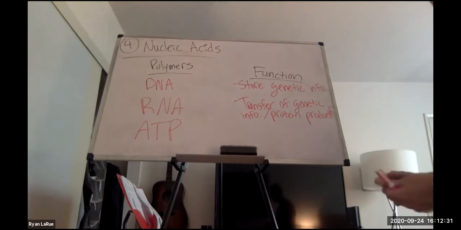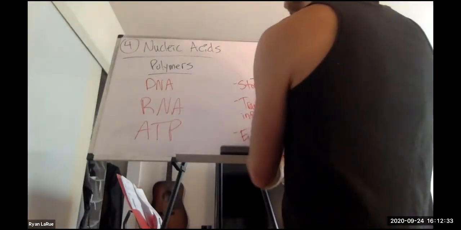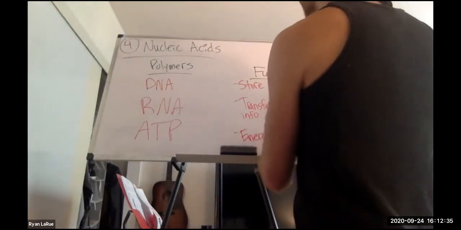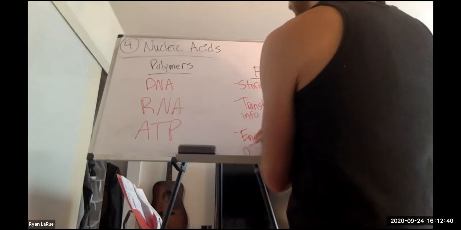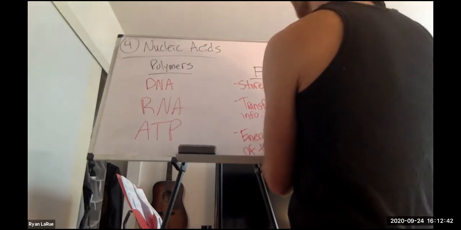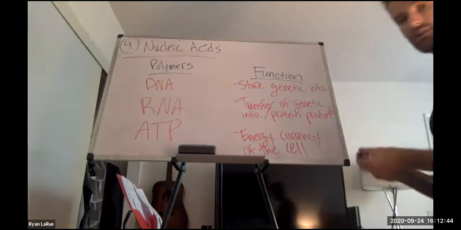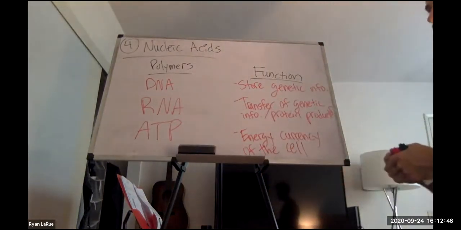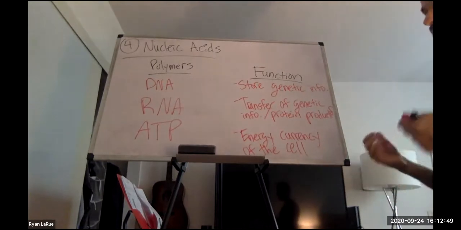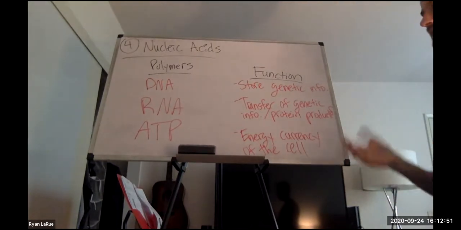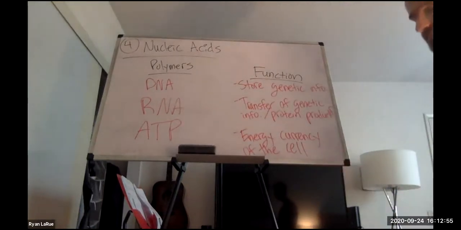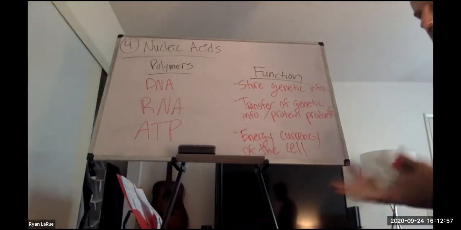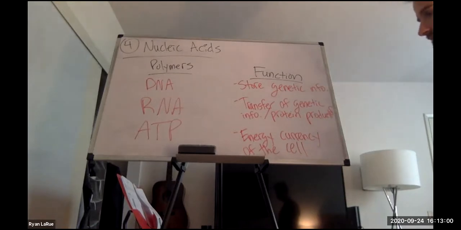And ATP is actually the energy currency of the cell. We explore that a lot in the next unit, actually. Whenever there's a chemical reaction or a process that requires energy, the cell will use an ATP molecule. It's a high energy molecule. You can think of it as like a battery. And it's a nucleic acid.